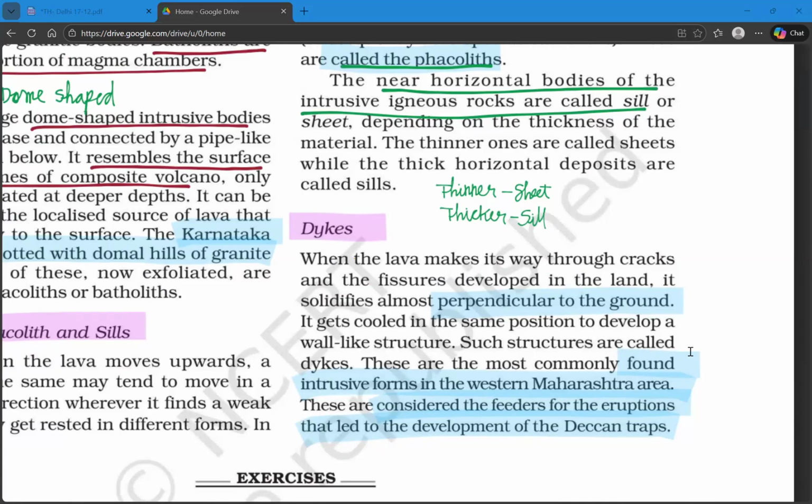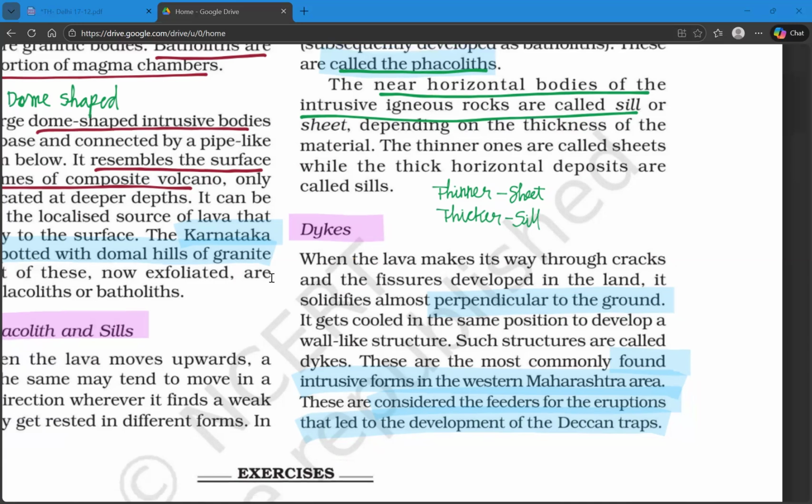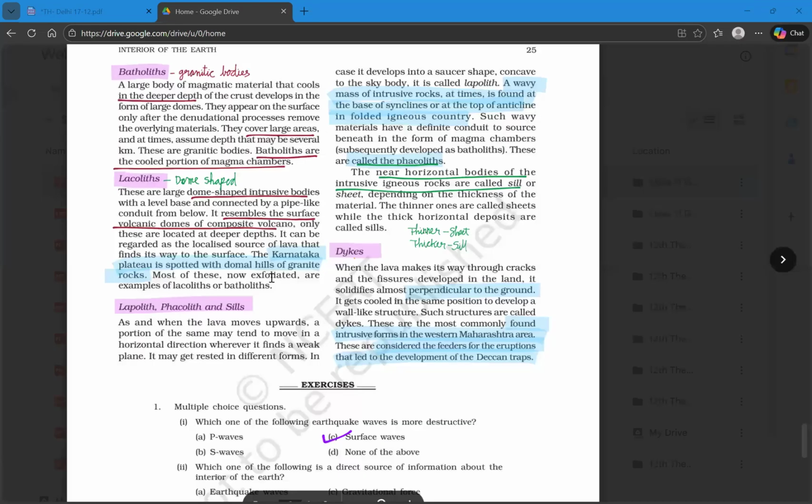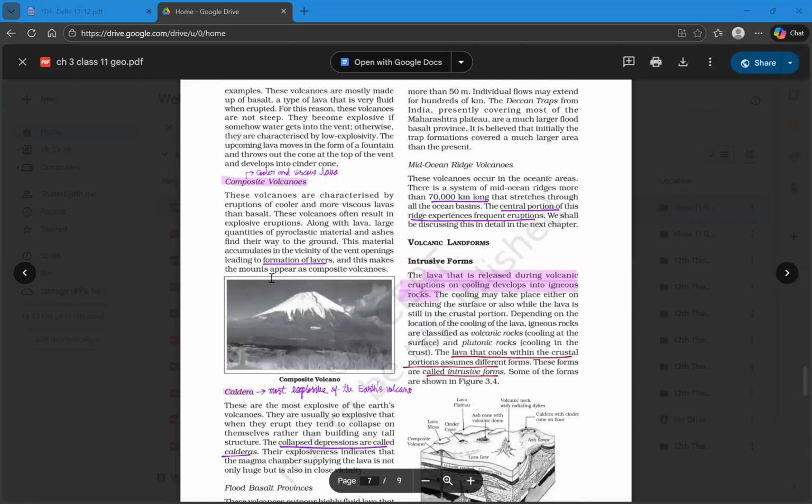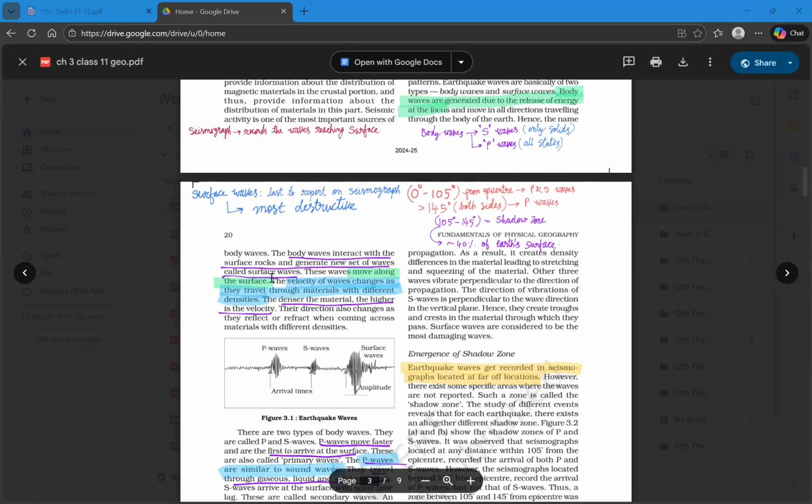So if we have bodies that are horizontal, then we call them sills or sheets. But if they are perpendicular to the ground, then we call them dikes. So this is the entire chapter 3 of physical geography, that is, the interior of the earth. Let's have a quick overview of whatever we studied here.